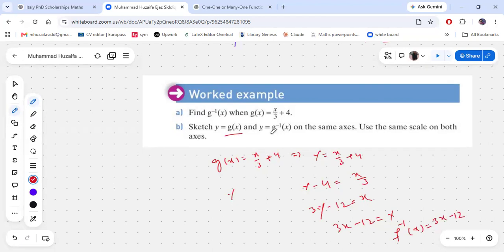Sketch the graph of this and this on the same axes, using the same scales. Can you try it, please? Sketch that function. Yes, sir. Okay, please.